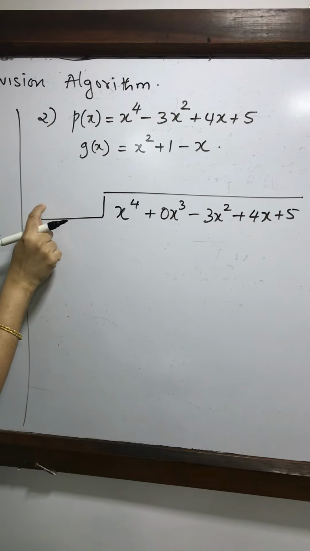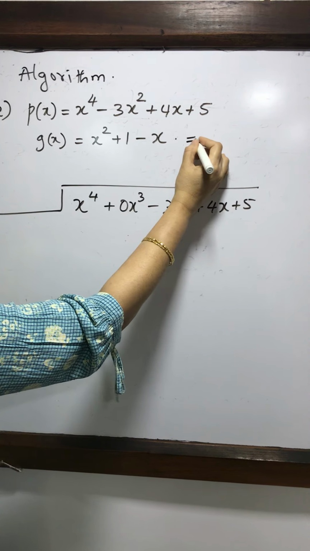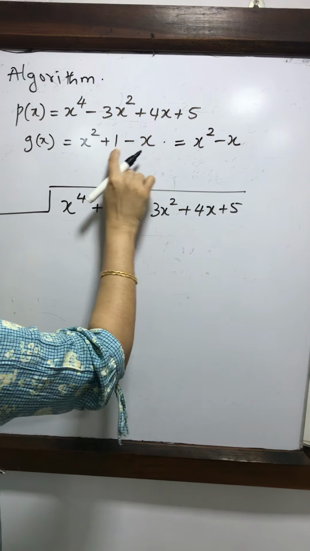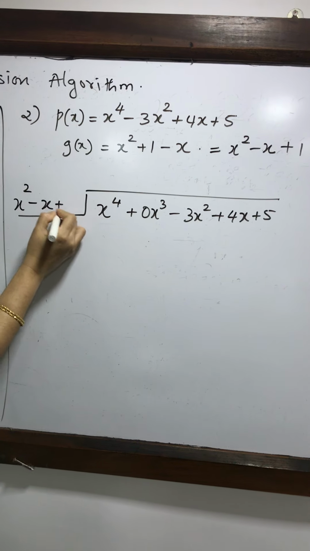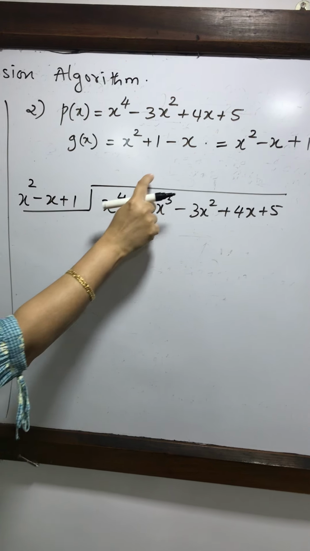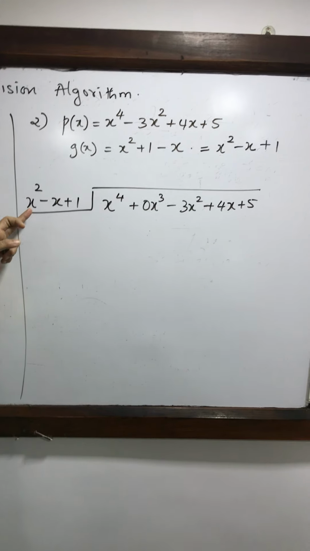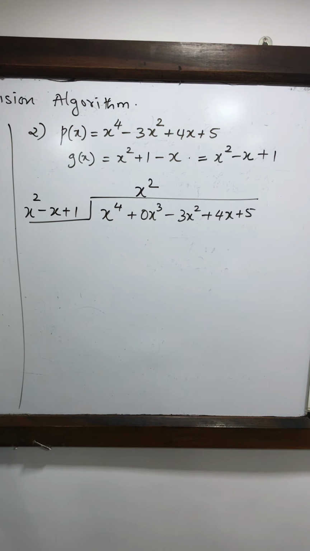We write the divisor here also in standard form. This is not in standard form, so we have to write the x square term, then the x term and then the constant. So we will write it here. To find the first term of the quotient, now we will do it mentally. We will divide x raised to 4 by x square. So we have x square, which is the first term of the quotient.